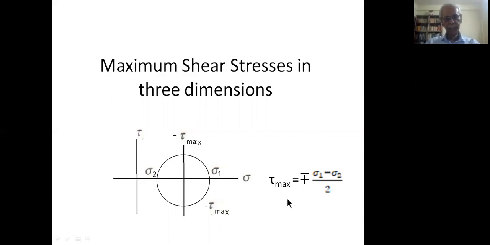But in 3 dimensions, things are a little different. And you will see that there are many more planes of maximum shear stresses. In fact, there are 12 planes of maximum shear stresses, and we'll discuss how this comes into picture. So we go on to the main discussion.